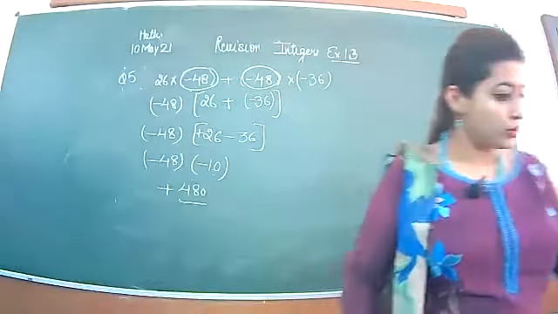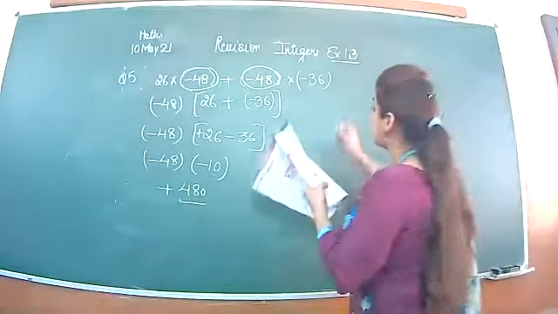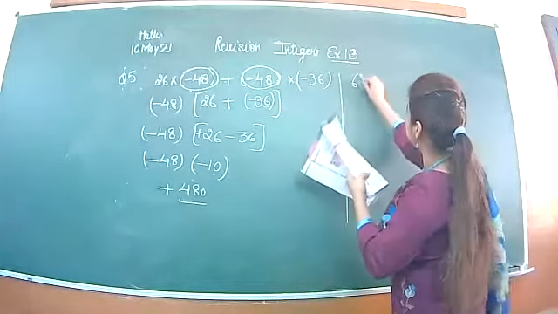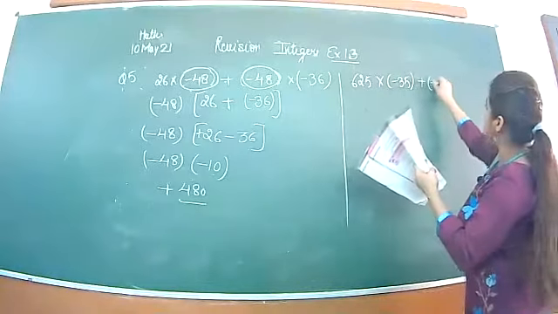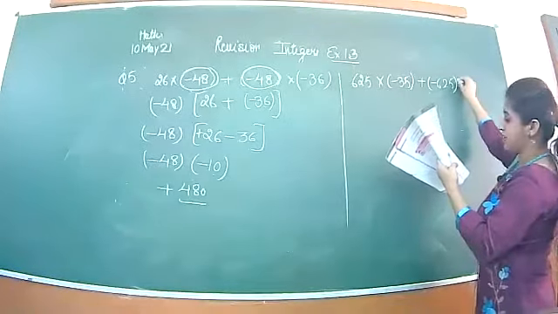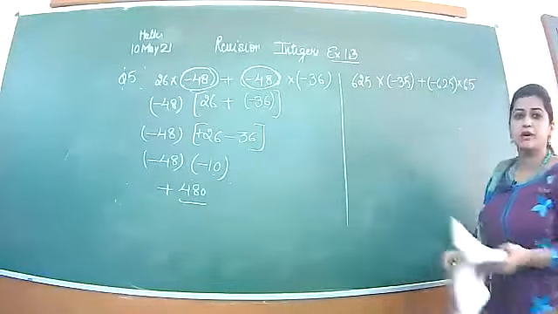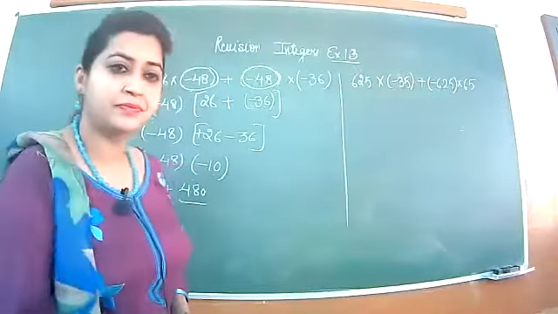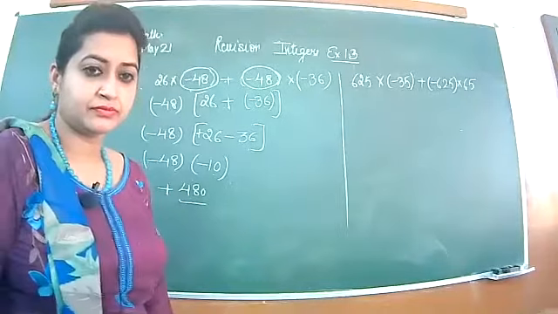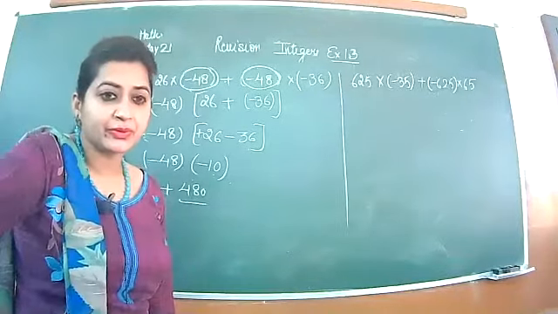Okay, so do a similar type of question. This is 625 into minus 35 plus minus 625 into 65. Hurry up, all of you, do this question. Done that question, beta?